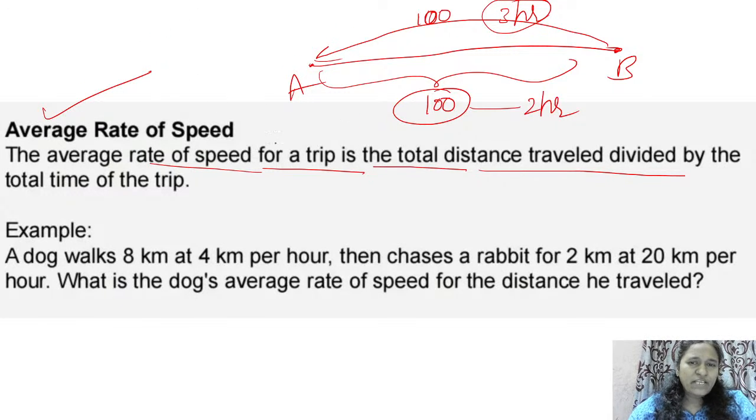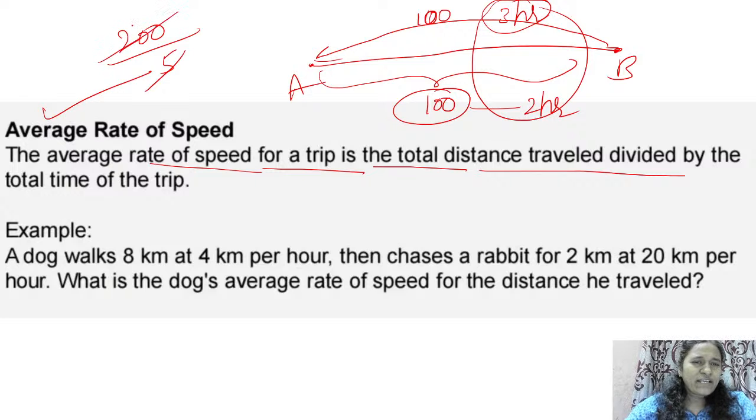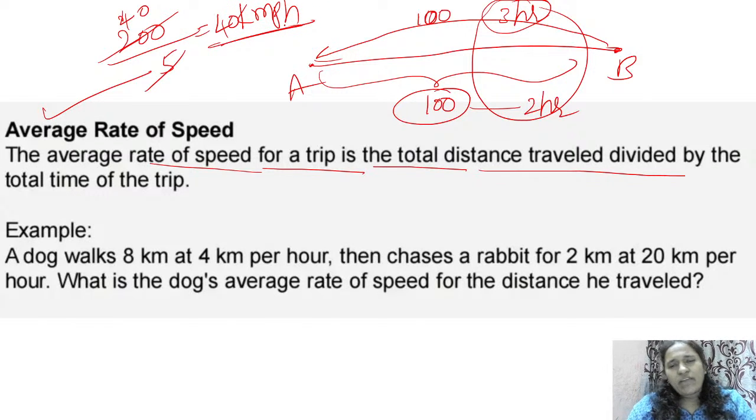Average rate of speed is total distance. What is the total distance? 200 kilometers, going and coming, divided by the total time of the trip. What is the total time? 3 plus 2, 5. That means the average rate is 40 kilometer per hour. To find the average rate, we have to divide total distance by the total time taken.